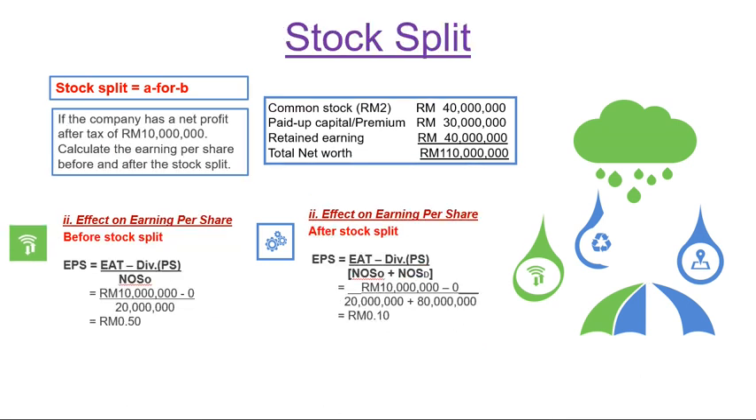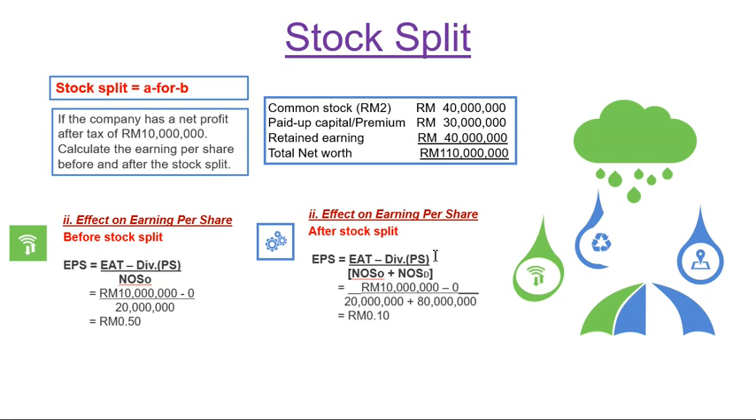What about the impact on the earning per share? Before stock split, the earning per share is determined by taking earning after tax minus the dividend on preferred shares, divided by number of shares outstanding. By doing that, you will see the earning per share before stock split is 50 cents. After stock split, you use this formula for earning per share.